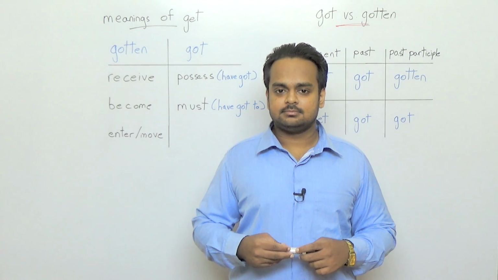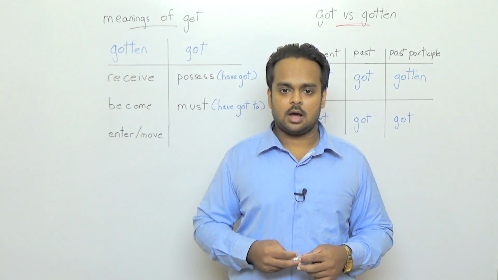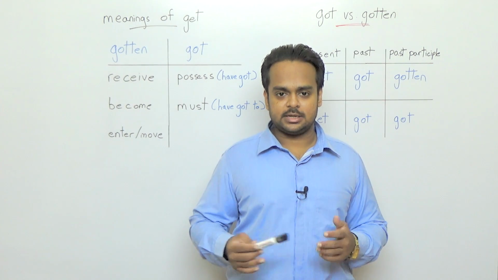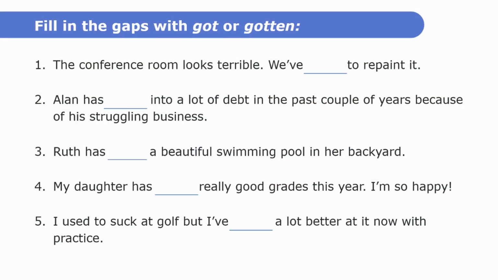Okay, I hope that clarified the difference between got and gotten for you. Now let me give you a small test to see if you can use got and gotten correctly. Now on the screen I've got 5 sentences, and your job is to fill the blank in each one with got or gotten. Take a moment to pause this video and think about your answers. When you're ready, resume the video and check your answers. All right, let's discuss them.